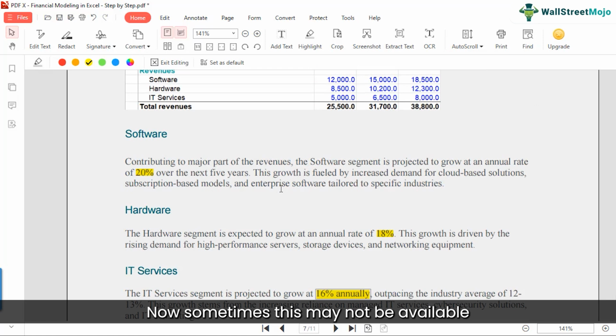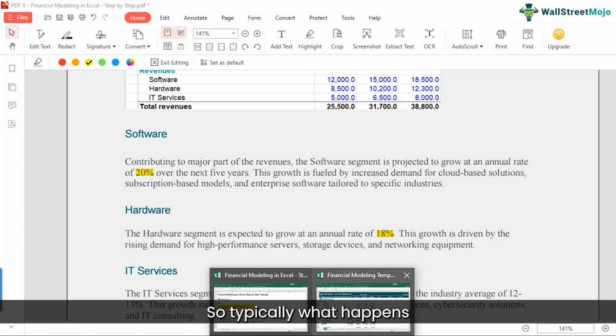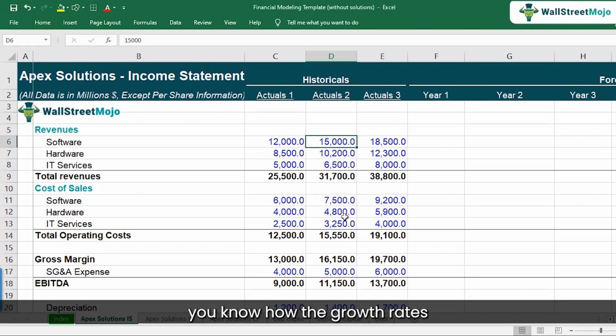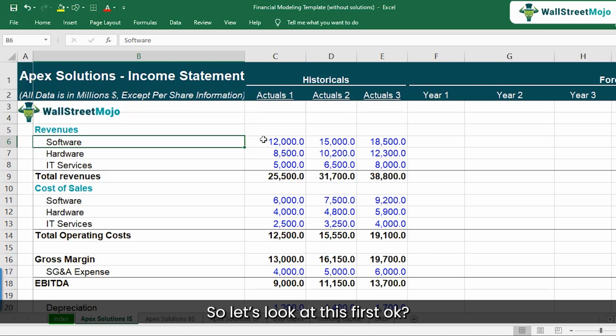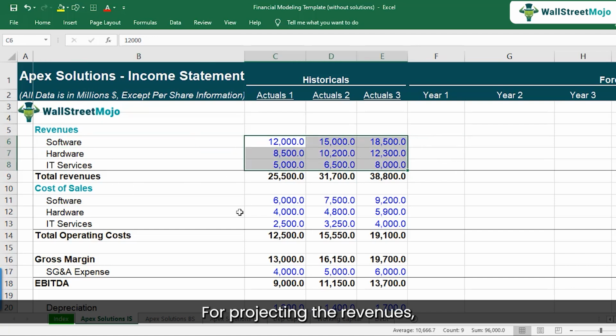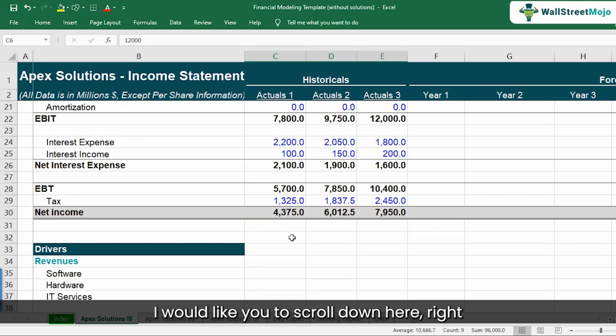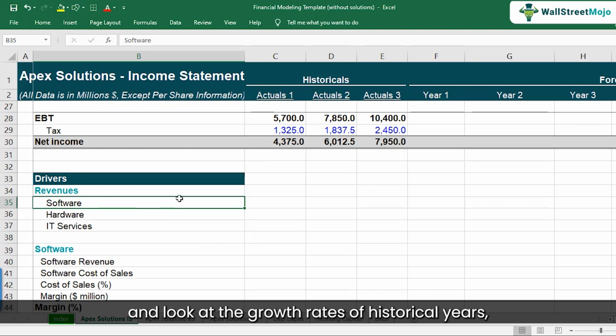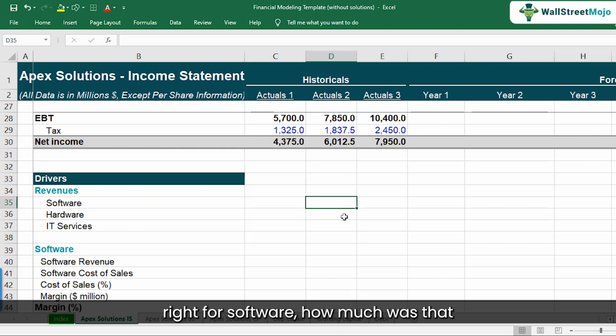Now, sometimes this may not be available, and you will have to come to your understanding of how the growth rate will look like, right? So typically what happens is you figure out how the growth rates have been historically, and you put a number according to that growth rate. So let's look at this first. For projecting the revenues, I would like you to scroll down here, and look at the growth rates of historical years, right? For software, how much was that?